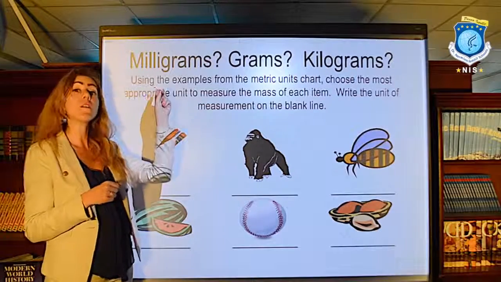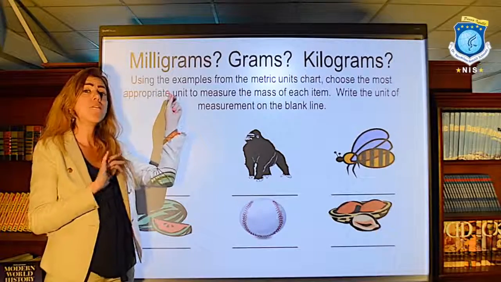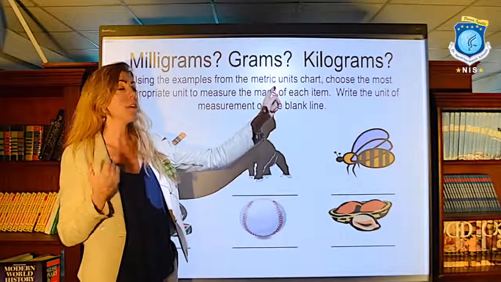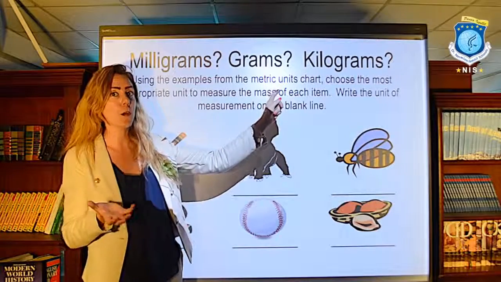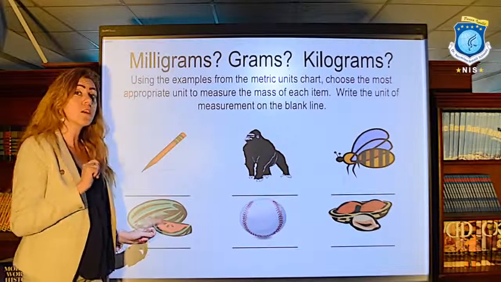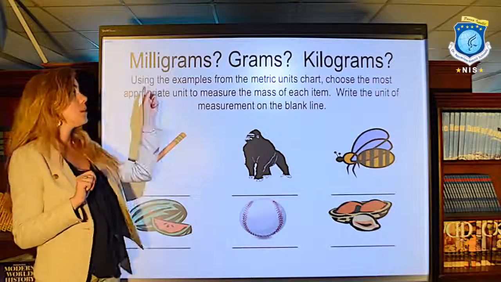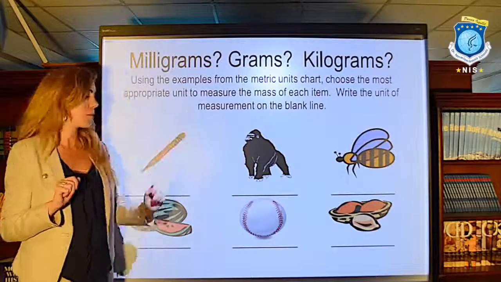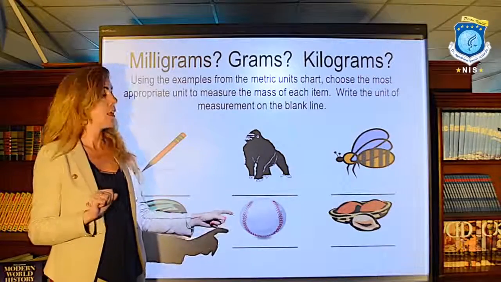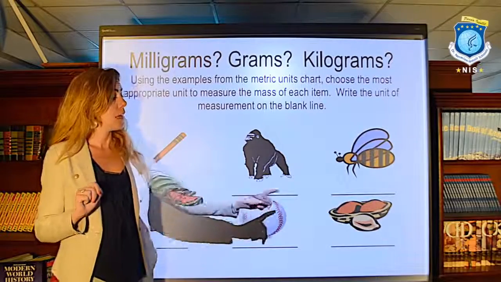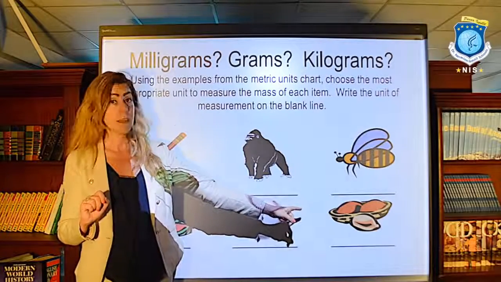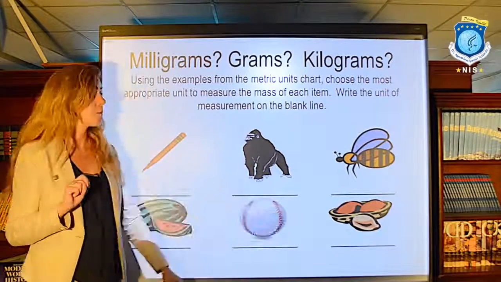Remember, milligrams is used to measure the mass of very light objects. Kilograms, on the other hand, is used to measure very heavy objects. So, take a look at the watermelon. Which unit would you use? Again, milligrams, grams, or kilograms. And then you've got a baseball. Which one would you use? And then that's a picture of a nut. Okay, a hazelnut. So you decide.